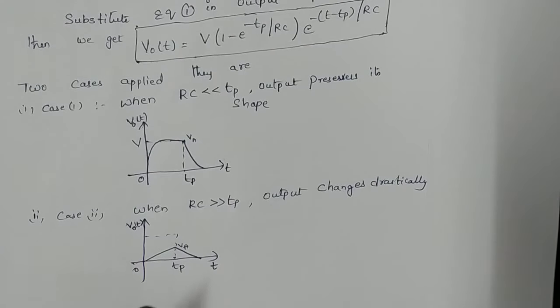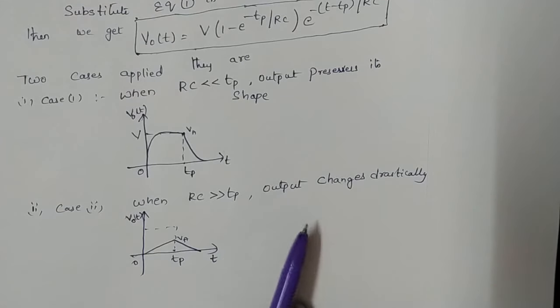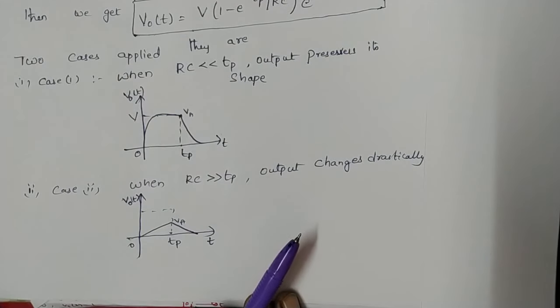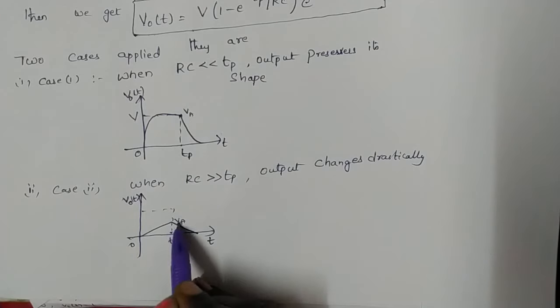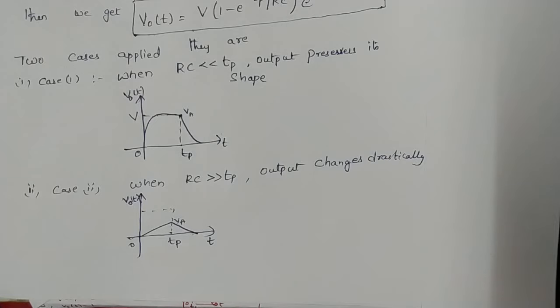When RC is far greater than Tp, the output changes drastically when compared to the input. It will slowly increase and slowly discharge the capacitor value, and this is the condition that appears for RC greater than Tp. Okay, this is all about the response of the LPRC circuit for pulse input signal.